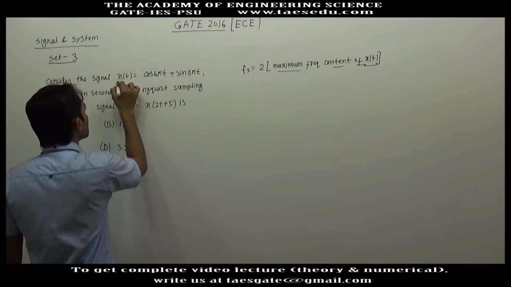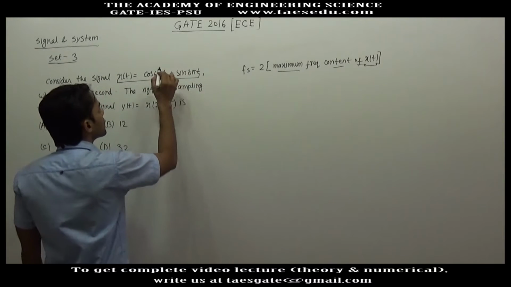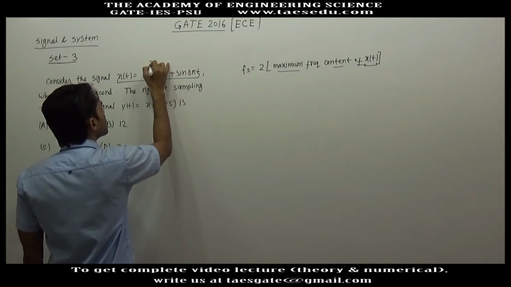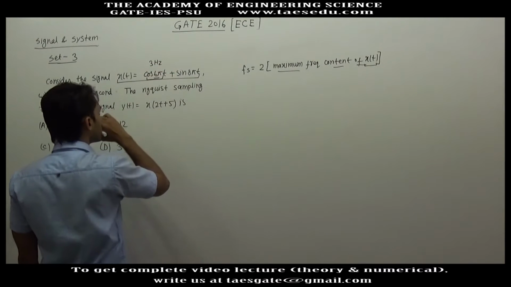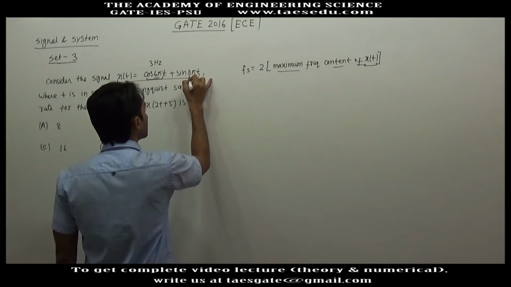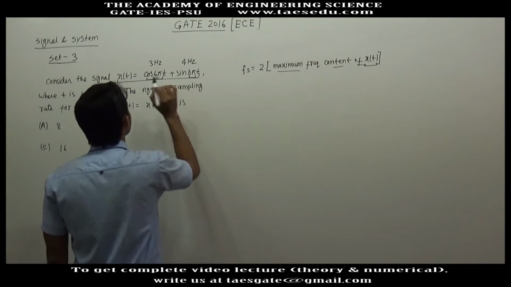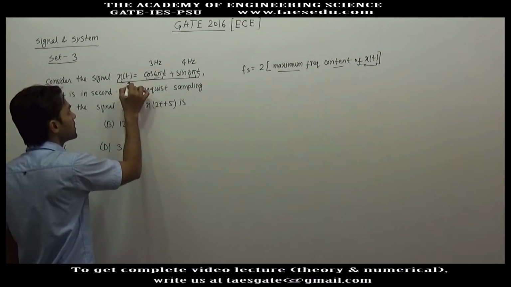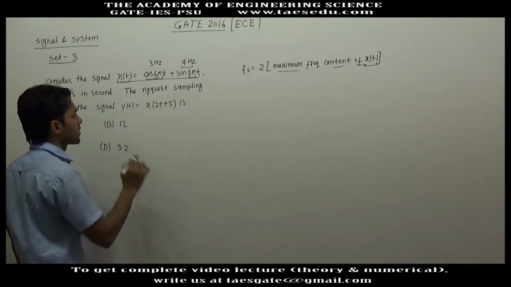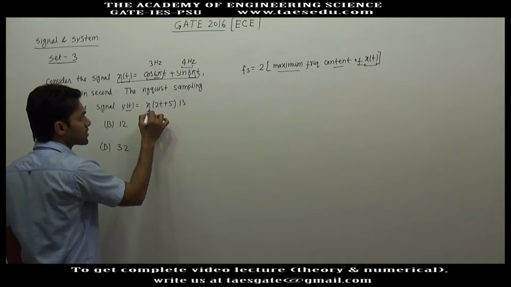So if you want to sample this signal, this component is of 3 Hz, omega equal to 6 pi, and here omega equal to 4 pi, so its frequency is 4 Hz. So the maximum frequency content in x(t) is 4 Hz, and y(t) is a scaled version of x(t).